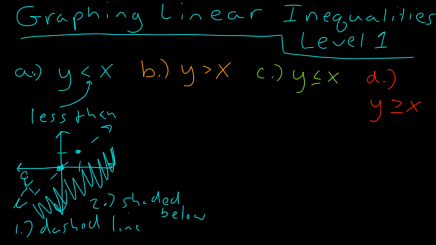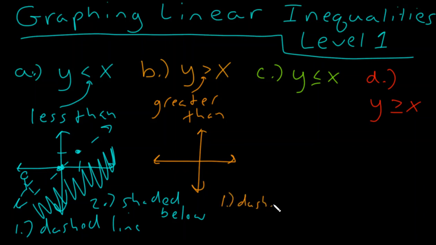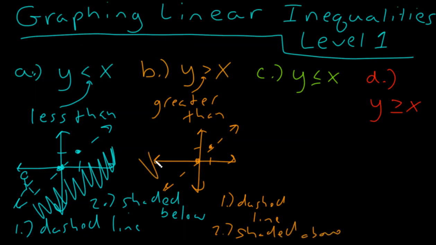Okay, let's go ahead and talk about our next symbol. So this symbol we can call greater than, and it's kind of similar. So I go to draw it, and remember we're just doing y and x. And so property number 1 for this one is it will have a dashed line. And so let's see, we have our line, it'll look something like this, dashed line. And property number 2, when it's greater than, it will be shaded above. Okay, property number 2, shaded above.